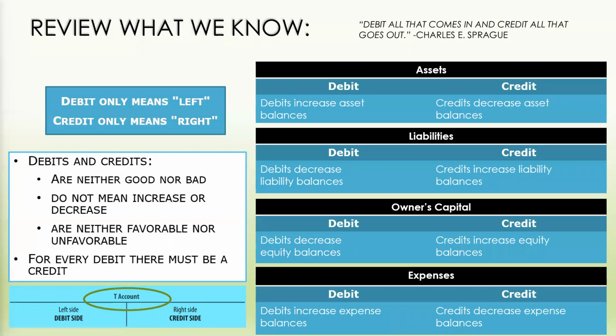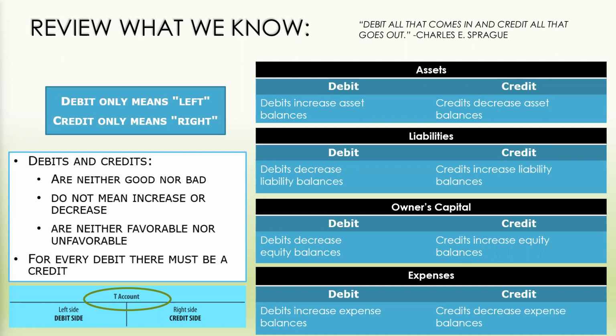Since this is part 4, let's review what we learned in parts 1, 2, and 3. We know that debit only means left, credit means right. Debits are neither good nor bad. They do not mean increase or decrease. They are neither favorable nor unfavorable. And for every debit, there must be a credit.